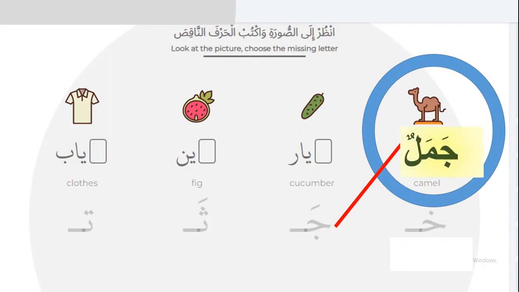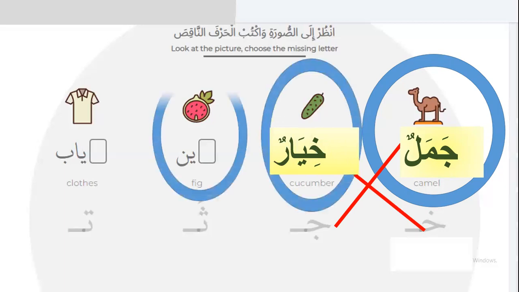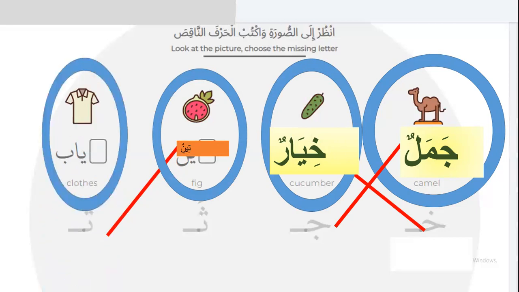Okay. Number two. Look at the picture and tell me which one is the right letter. Khiaron. Yes, khiaron. Very good. Number three. Look at the picture and tell me which one is the right letter. It's what? Tinon. Yes, tinon. Number four, which one? Siabon. Yes, Siabon.